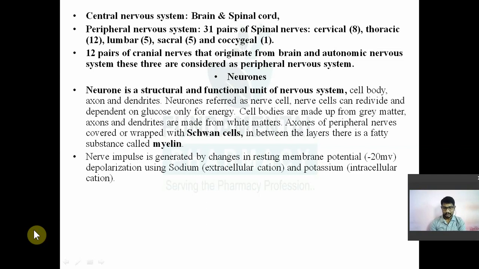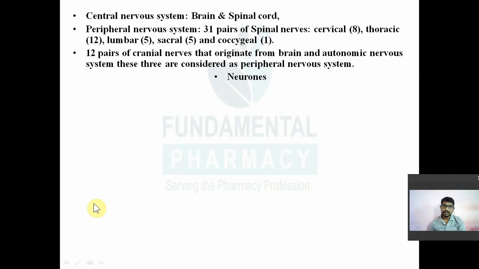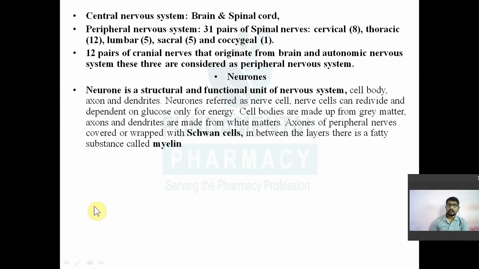There are two matters in the nervous system, gray matter and white matter. Gray matter is nothing but the collection of cell bodies of neurons, and a collection of your dendrites and axons comprises white matter. Remember.